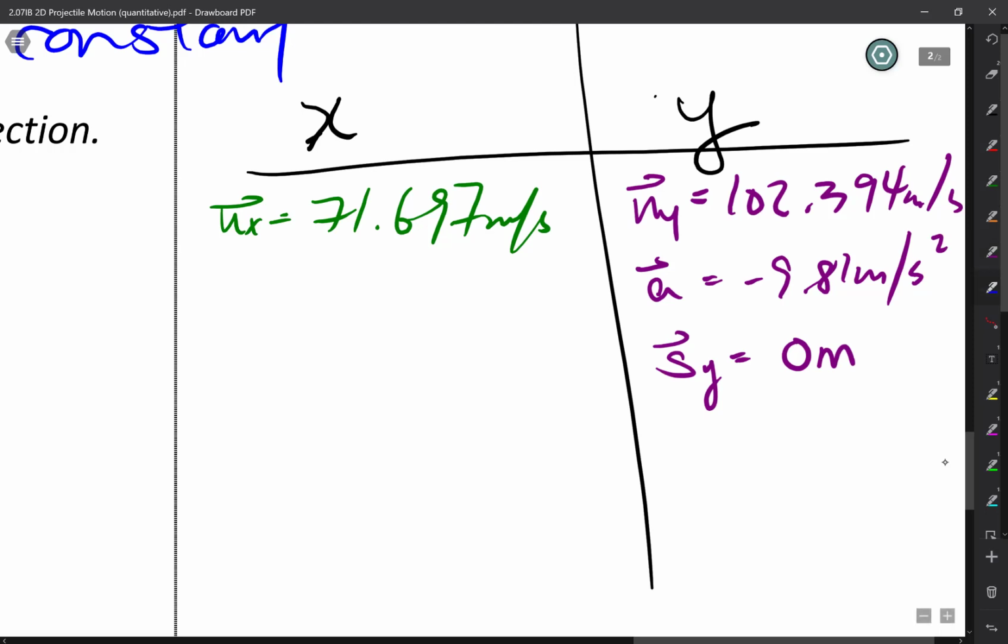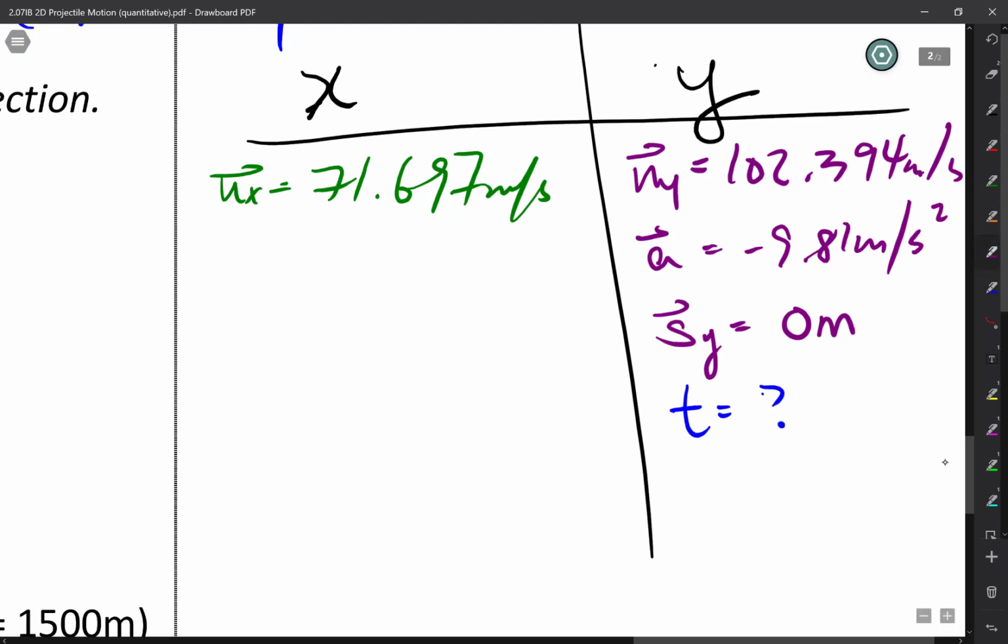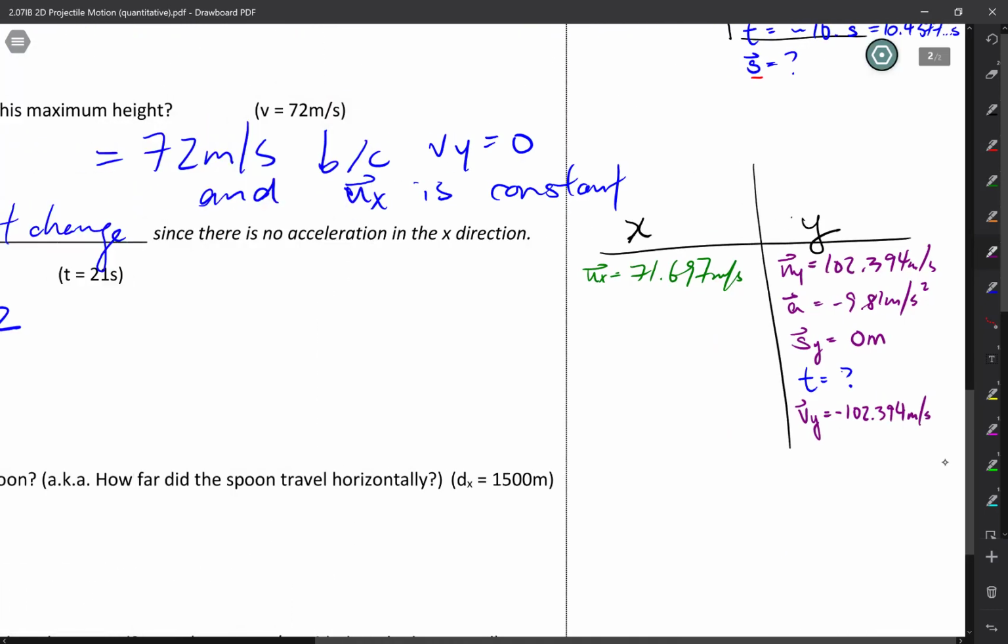And in this case, we want to find the time. We also know that based on symmetry, the final velocity is the opposite of 102, so this is negative 102.394 meters per second. So in fact, there's a few ways you can solve this problem. I'm going to just show you which equations you can use, but I'm not going to do the whole thing. Of course, you can do that yourself, knowing what the answer is now.